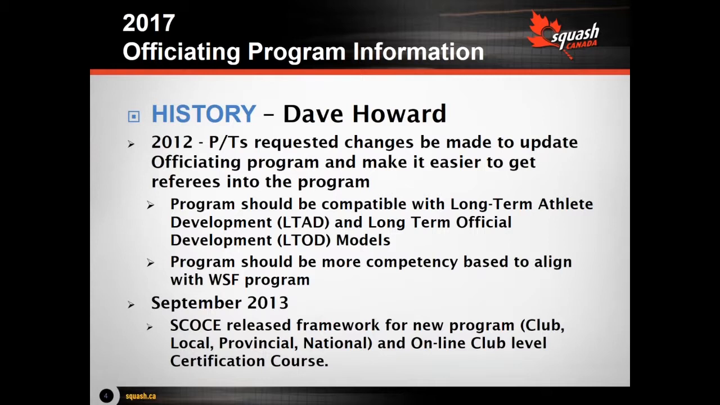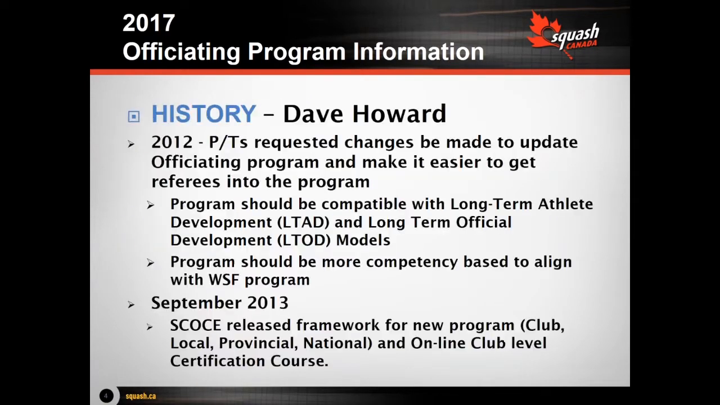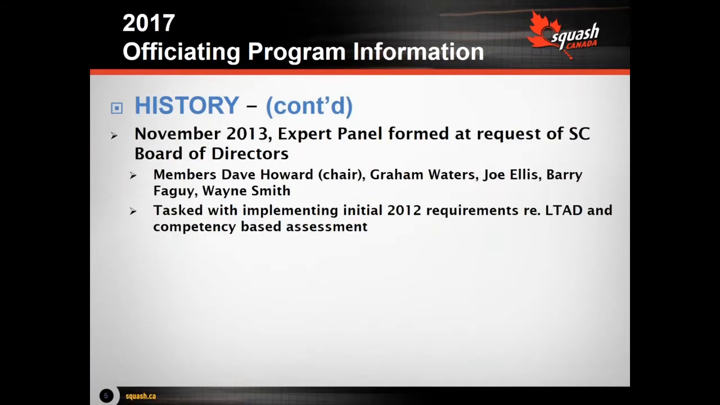In September 2013, we released a framework for the new program. The old levels were A, B, C, D, A being the highest level and D being the lowest, and those were referee levels. Then we also had a 1, 2, 3, 4, which was the marking level. The new program has no marking level per se. We have club, local, provincial, and national levels, and the online course basically brings you in at the bottom as a club level referee. The marking has been built into each of the levels as a competency for that level.